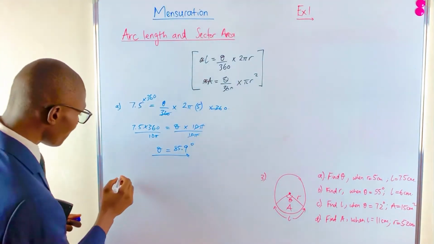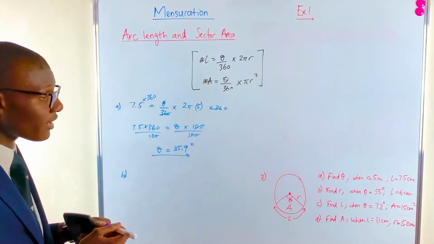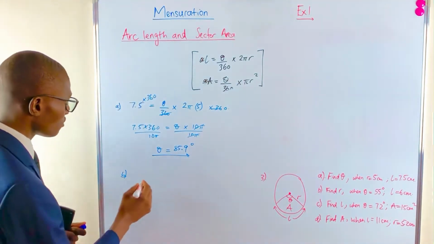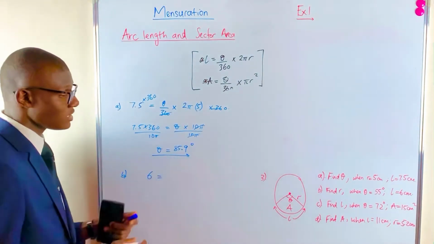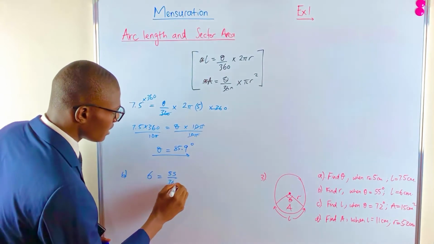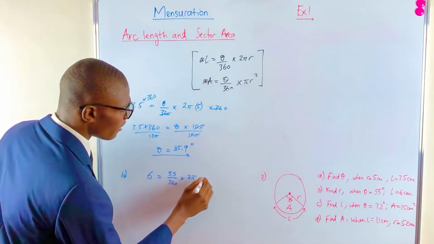And then for part B, we are required to find r given theta and L. So making the substitution, we're saying L, 6, is equal to theta, 55 over 360 times 2 pi r.